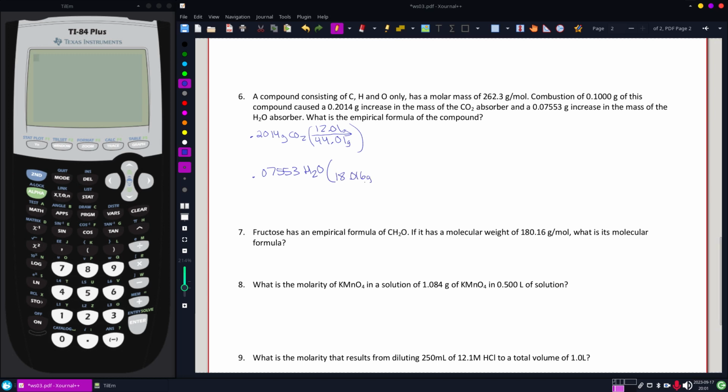with the molecular weight of water, and on top here I am going to put 1.008, the molecular weight of hydrogen, but since there's two hydrogens in there, I'm going to multiply it by 2. Alright, going to use those two conversions to figure out how much carbon's in there and then how much hydrogen's in the sample.